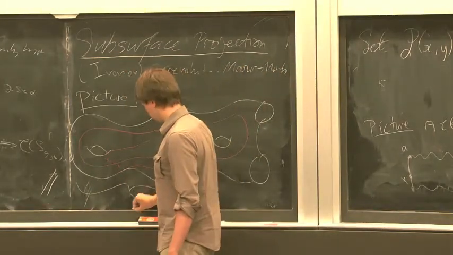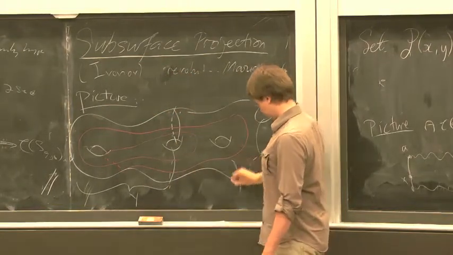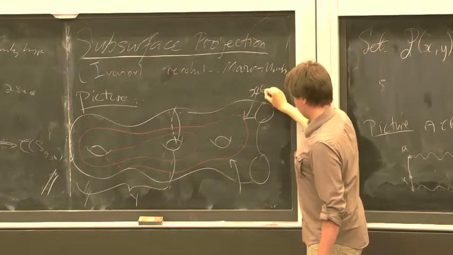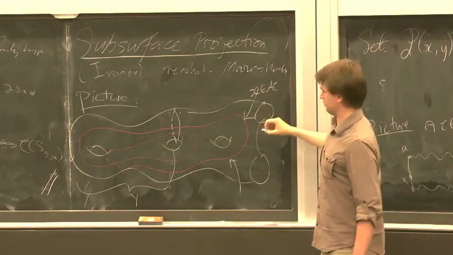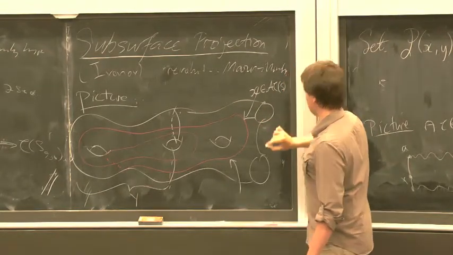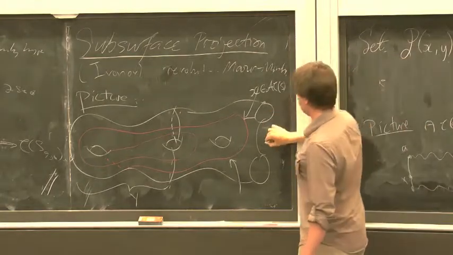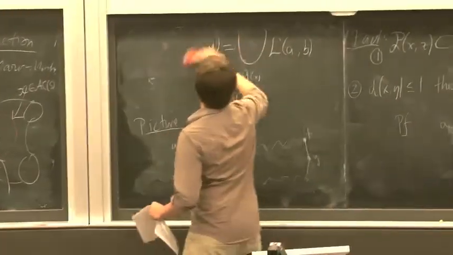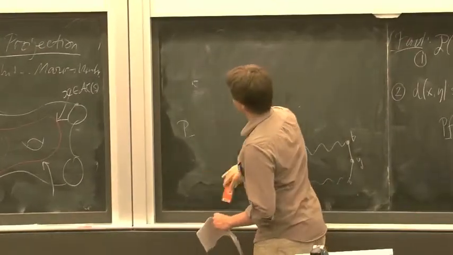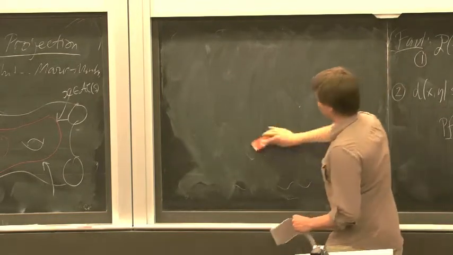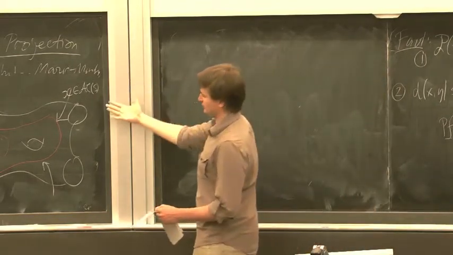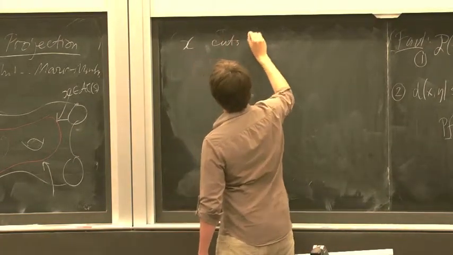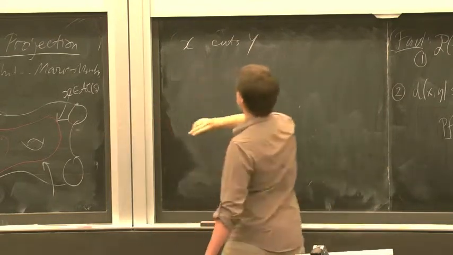Suppose I have a subsurface Y, and some vertex in the curve graph. Yeah, I'll start a new slide. So suppose you've got a vertex X in the curve graph that cuts Y. You put it in normal position, so you put X in such a position where it intersects the surface minimally. And then you just take the intersection of X with the subsurface.